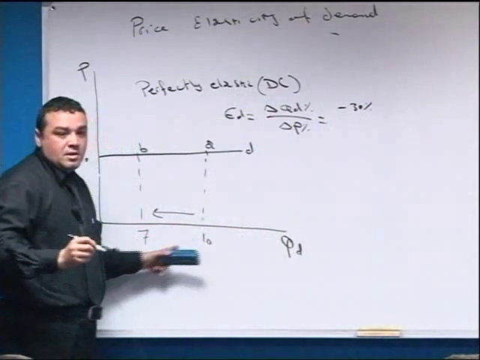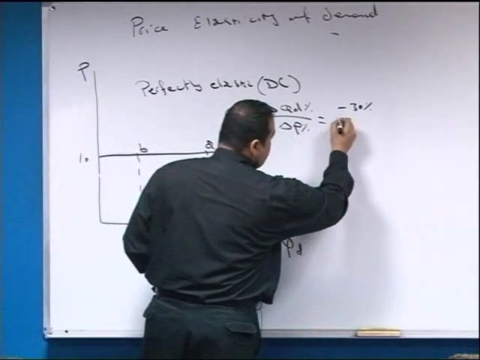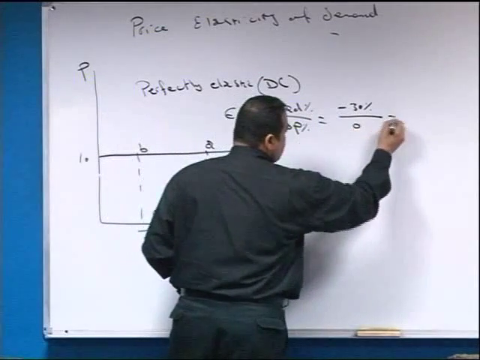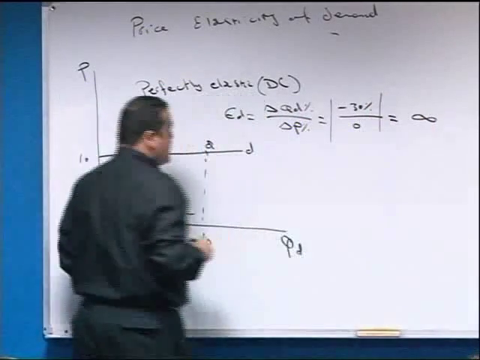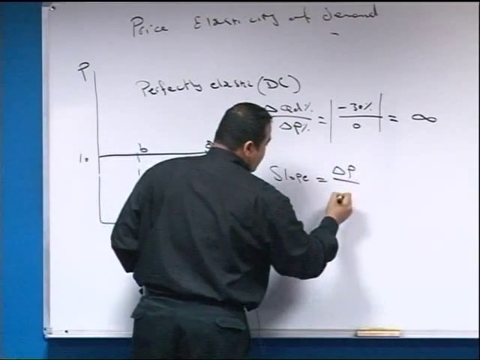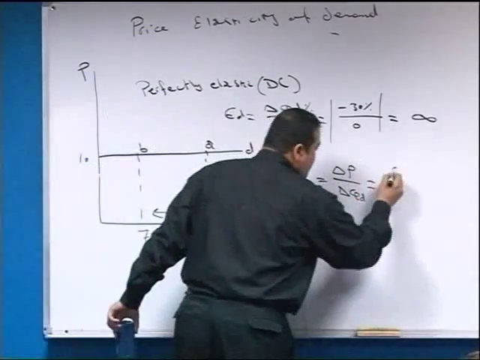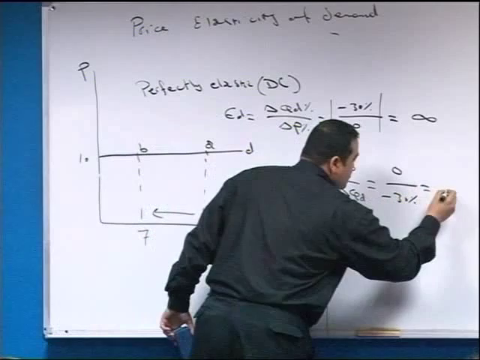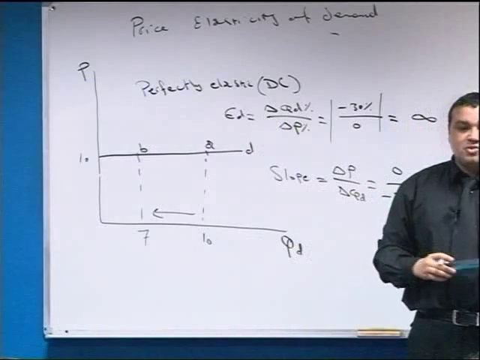From 10 to 7, the percentage change in quantity demanded is minus 30%, over no change in the price, 0. It equals infinity. Right? This is the absolute value. What about the slope? Slope equals delta P over delta Q. There is no change in the price, so it would be 0 over delta QD of minus 30%, which is 0. So if the demand is perfectly elastic, the slope would equal 0.